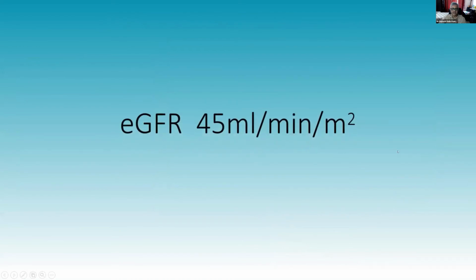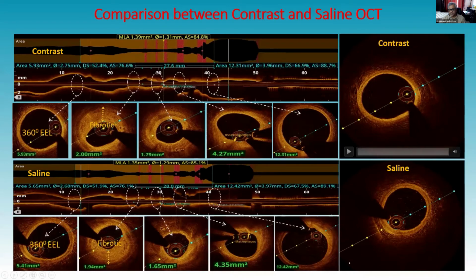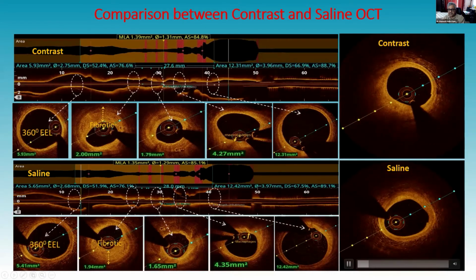So in this case, Dr. Sharma has put in another case, where the eGFR is 45 ml per minute per meter square. What is the solution? You do a saline OCT. You don't use contrast, you just do a saline OCT. I will show you 2 pictures. This is the top, you see the contrast picture. Bottom, you see the saline picture.